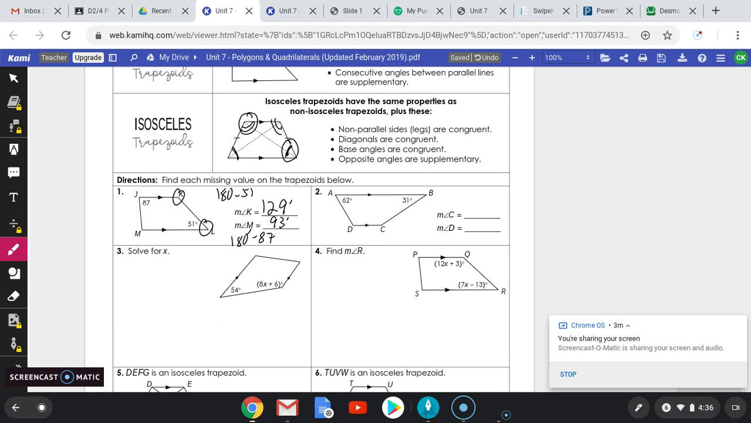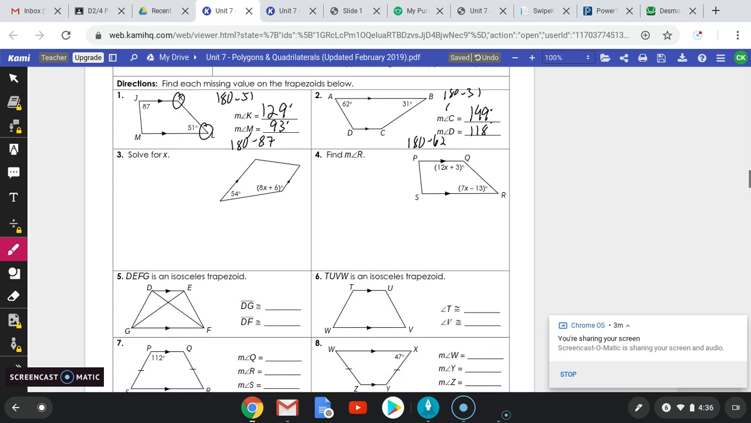How about number two? Well, number two is the same concept. This is a non-isosceles trapezoid, so I have to find angles C and D by taking 180 minus the consecutive angle. To find angle C, I do 180 minus 31, which gives me 149. Then I do the same thing for angle D, 180 minus 62, which gives me 118.